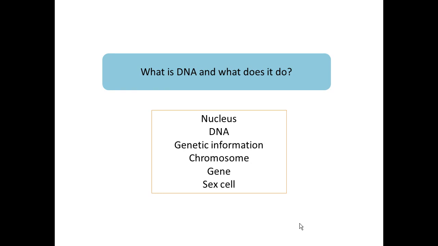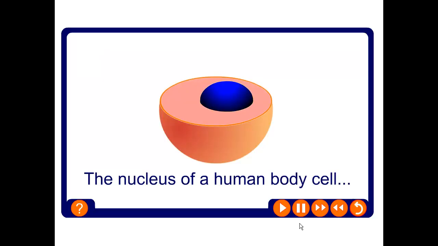So let's start with the DNA and where the DNA is stored in our cell. In the last lesson we said that the DNA is the chemical that contains all the genetic information and it is in every single cell of your body. So let's understand where this chemical is in your cell.